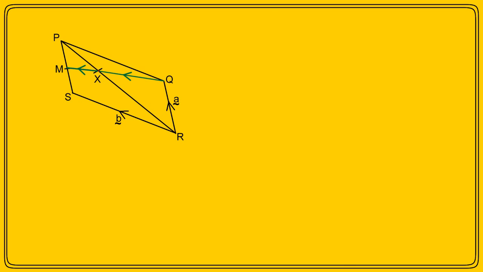So now we have a clue as to how to begin. We need to find the vectors QX and XM in terms of vector small a and vector small b, and show that one is a simple multiple of the other. So let's give it a go. We need to find a high road from Q to X. As this is a parallelogram, vector QP must equal vector small b. So vector RP is vector RQ plus vector QP, and that's equal to vector small a plus vector small b.